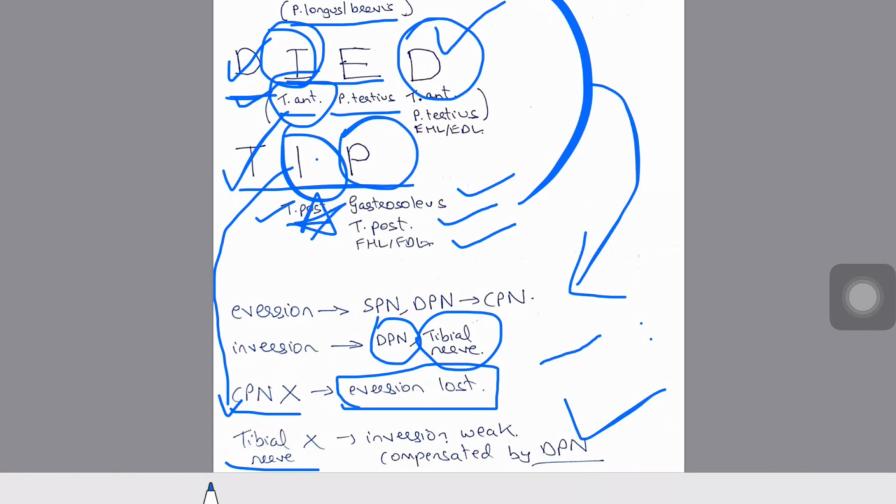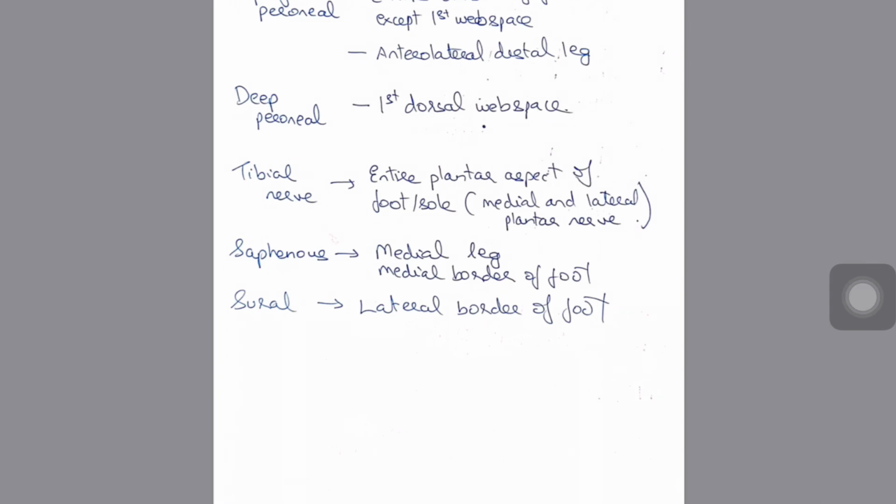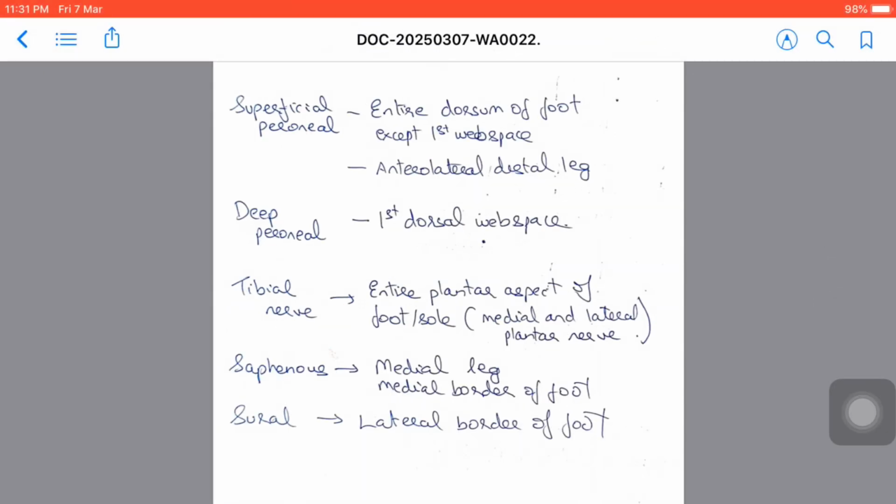Remember, these are the clues which will help you deduce the site of injury. Simple thing: superficial peroneal nerve, plantar flexion and eversion; deep peroneal nerve, eversion and inversion, main dorsiflexion; and tibial nerve, plantar flexion and inversion. Okay, moving ahead. Sensory deficits, just a few things to remember.